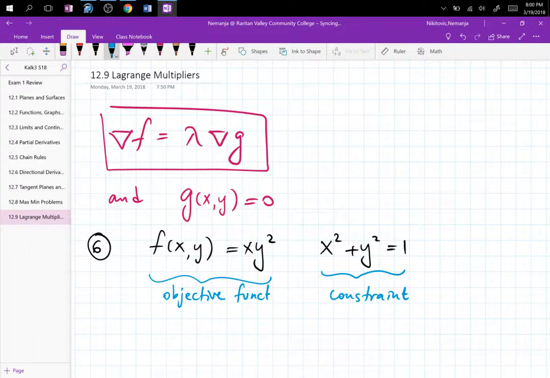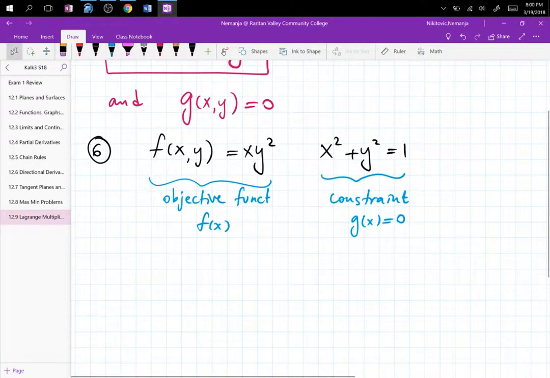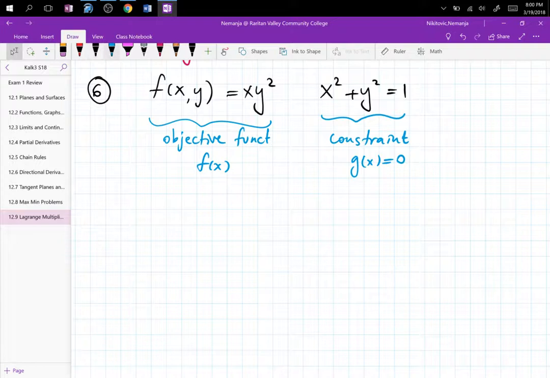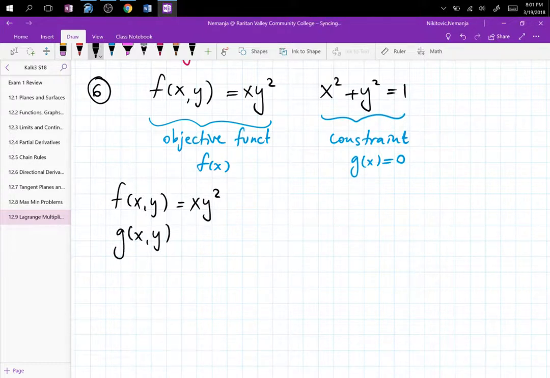Because you must be along this line. That's the black line I drew on the bottle. Now, the objective function is your f of x, and the constraint function is g of x equals 0, so we have to move the 1 to the other side. So what do I have? I have function f of x, y equals x y squared, and function g of x, y, which is x squared plus y squared minus 1 equals 0.